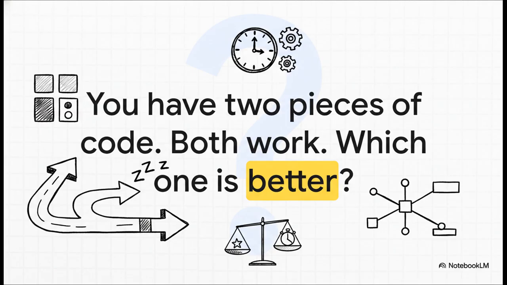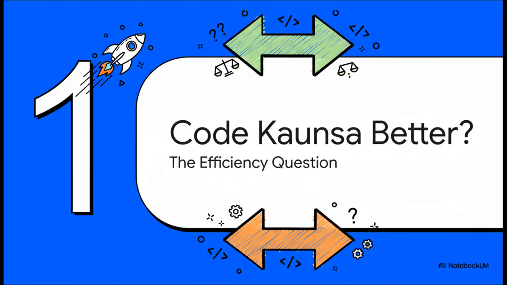You've got two pieces of code, right? They both spit out the correct answer. So which one's actually better? How do you even decide that? This isn't just some textbook question. In the real world, we want our apps to be fast, to be responsive. Picking the right code is what separates a great user experience from a clunky, frustrating one.